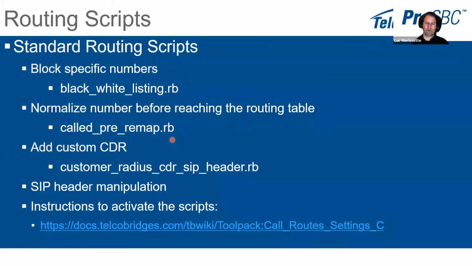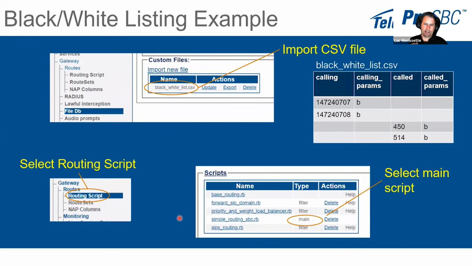So I put a link here. If you go here, it will show you how to activate these scripts. So you have all the information. Here is the script. You go here, you set those values, okay? And what I did here is I gave one example, and one that is easy to understand is the black-white listing file example.